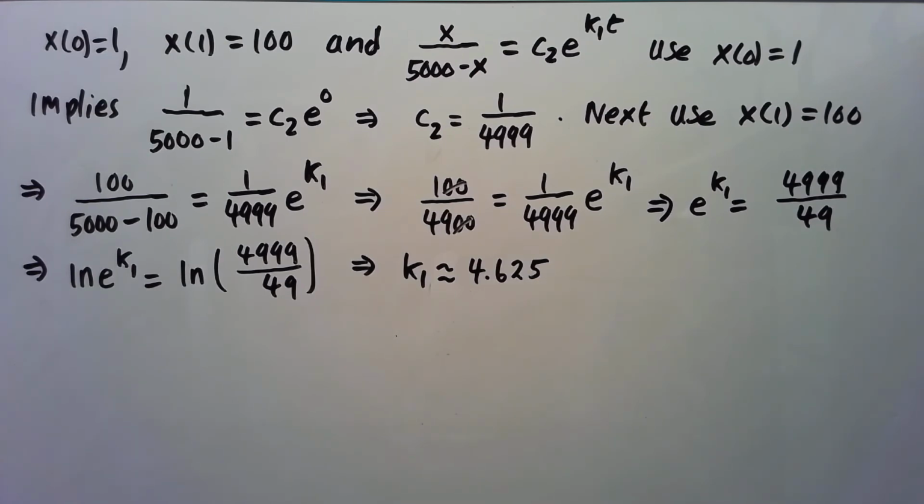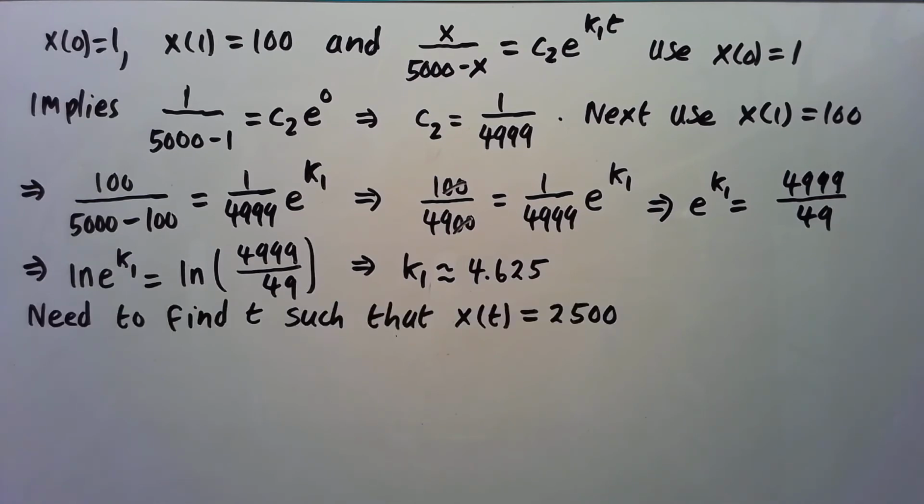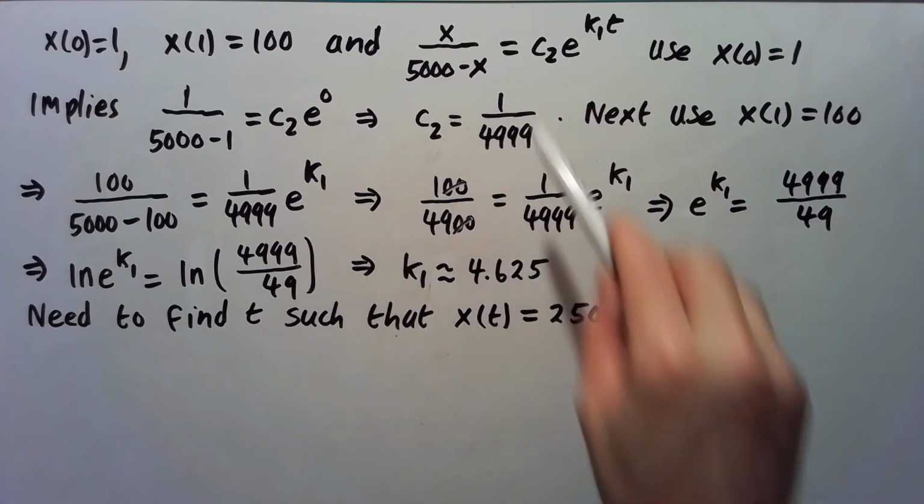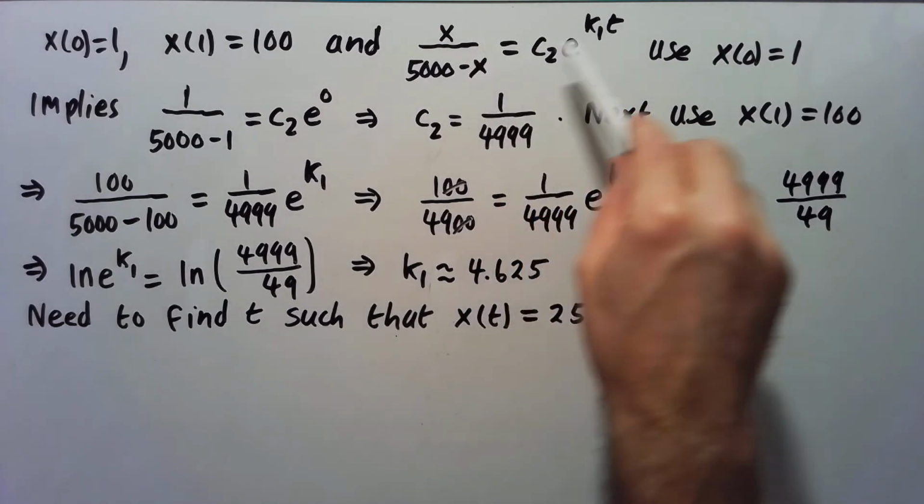So if recall, our objective was to find how long it takes for half the town to become infected. So half the town would be 2,500 since the population of the town is 5,000. So let me write that here. So we need to find t such that x of t is 2,500. So we're looking for that t value. That would be half the town being infected. So we're going to put, in place of x up here, we're going to put 2,500 here and here, and then solve for t.